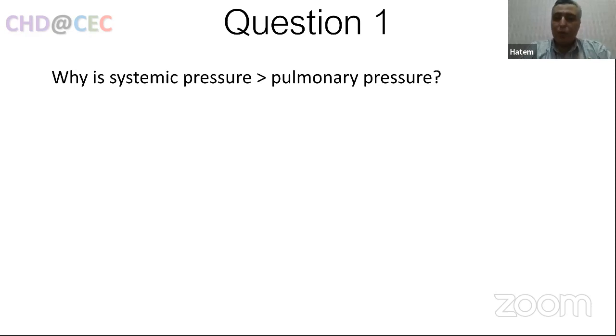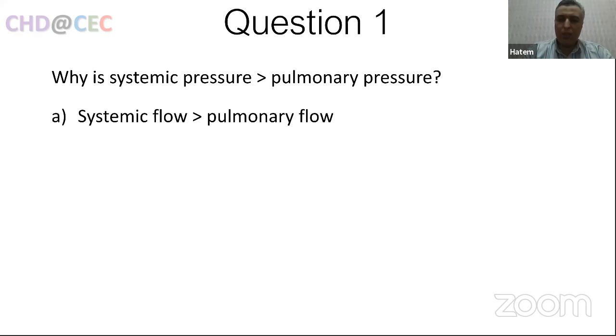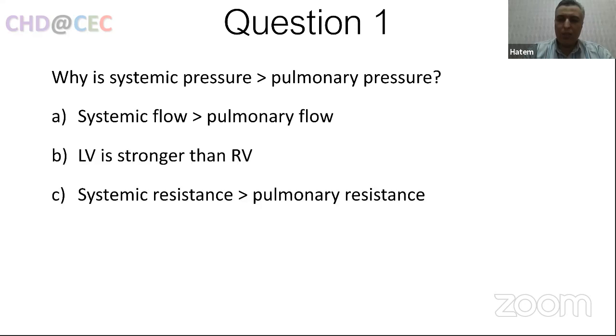We all know that systemic pressure is higher than pulmonary pressure. So the pressure in the aorta is higher than the pressure in the pulmonary artery. Why do you think that is? Is that because the systemic flow is higher than pulmonary flow? Or is that because the LV is a stronger ventricle than the RV and so it generates higher pressure? Or is it because the systemic vascular resistance is higher than the pulmonary vascular resistance? So please let us know what you think.